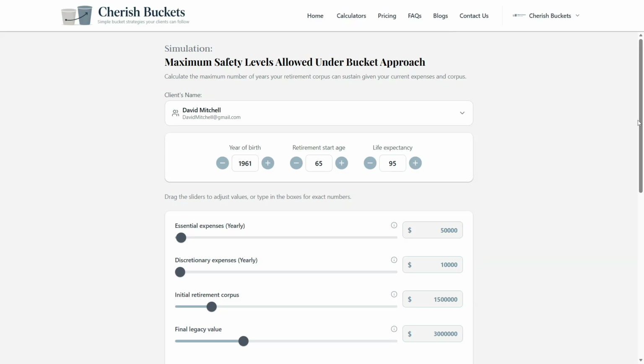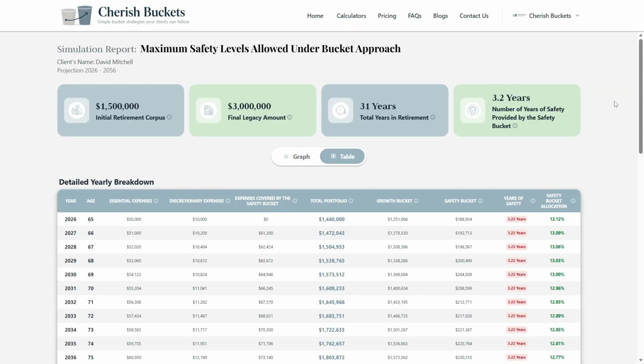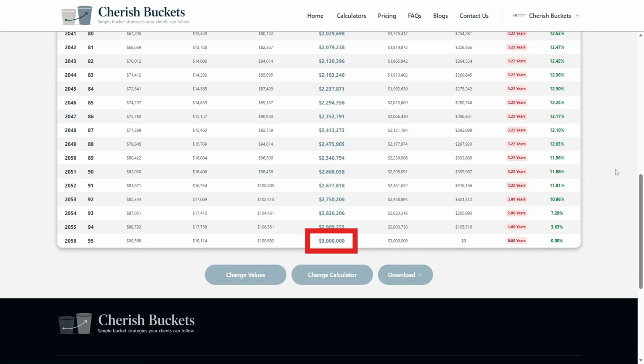After entering these values, the calculator tells us that the maximum safety level we can afford is 3.2 years. In other words, each year's safety bucket can hold enough money for only the next 3.2 years of expenses. Holding any more would make it impossible to achieve the desired $3 million legacy.